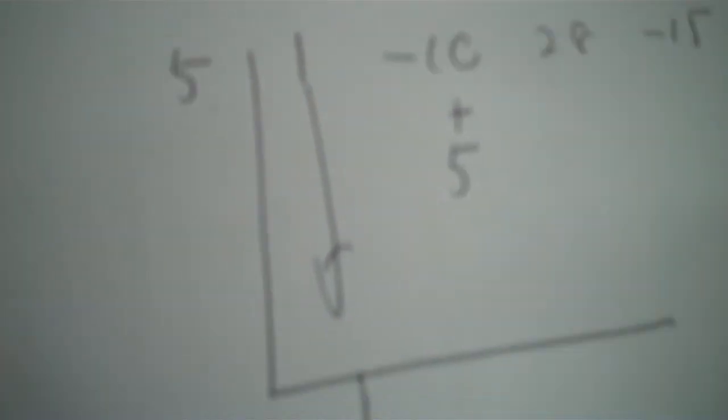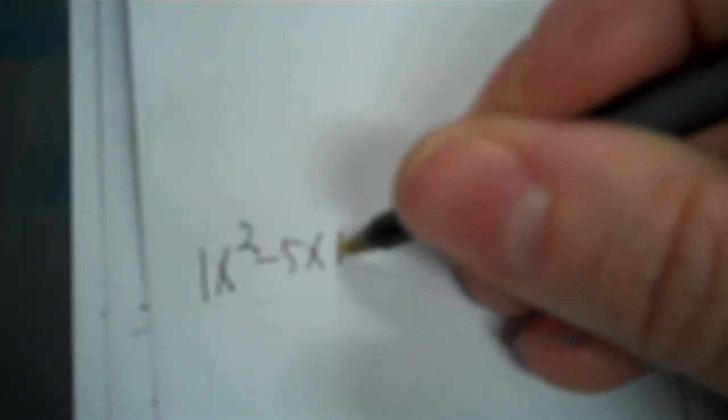So 1 times 5 is 5. Negative 10 plus 5 is negative 5. Negative 5 times 5 is negative 25. 3 times 5 is 15. And that gives me the remainder of 0. So I go off this side. Now instead of 1x to the 3rd, it's 1x to the 2nd, minus 5x plus 3 equals 0.